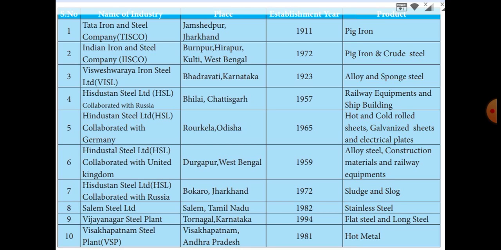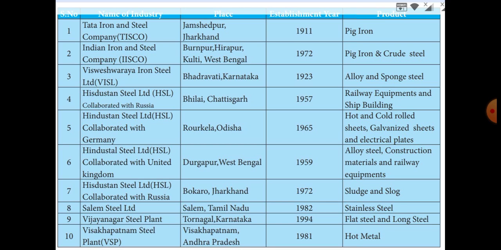Then the fifth one is Hindustan Steel Limited. The first one is Hindustan Steel Limited collaborated with Russia. The next one is Hindustan Steel Limited collaborated with Germany. It is situated at Rourkela in Odisha. It was established in the year 1965. Hot and cold rolled sheets, galvanized sheets and electrical plates are produced through these Hindustan Steel Limited industries.